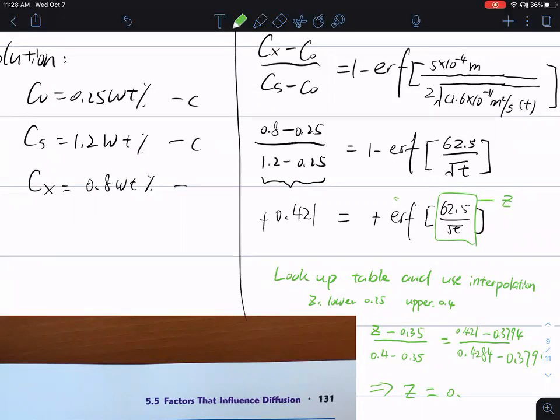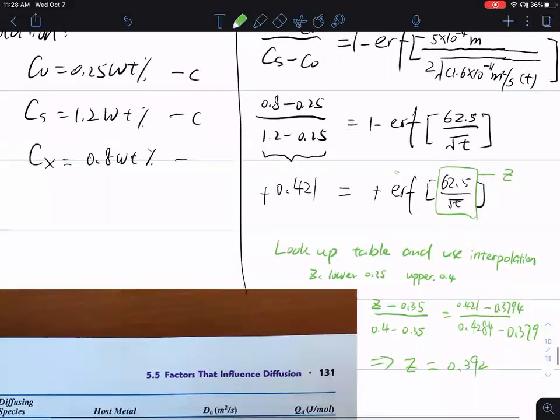Anybody have a different number? Try it. Gordon? Yeah, that sounds about right. It's about 0.39 something. So this is a more accurate estimation of what Z is.